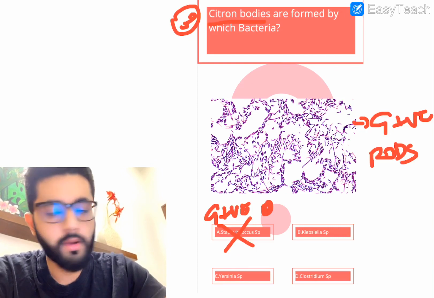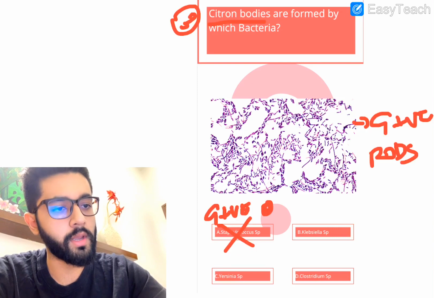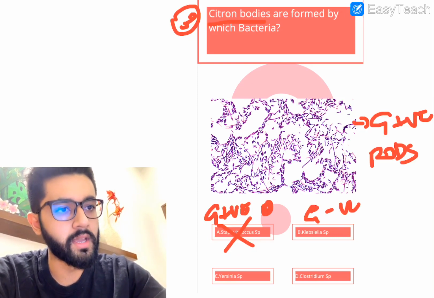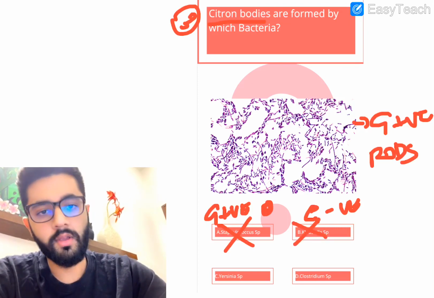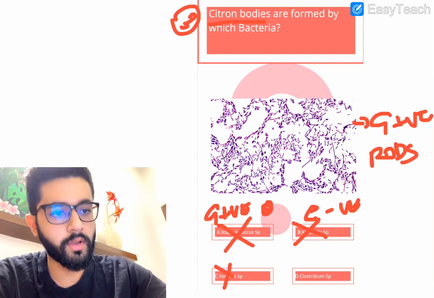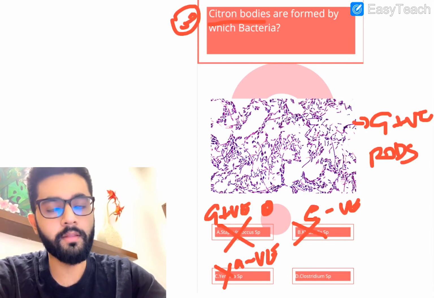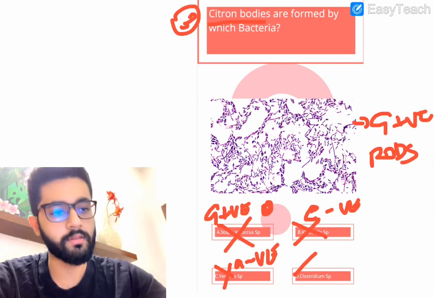Next, we go for Klebsiella species. If you remember bacteriology well, Klebsiella is a gram-negative rod, right? We know these are gram-positive. See, they're all purple. So this is ruled out. So Yersinia, again, comes with Klebsiella. It is also a gram-negative rod. So we ruled out these three. So probably the answer should be Clostridium species. And yes, that is the answer.